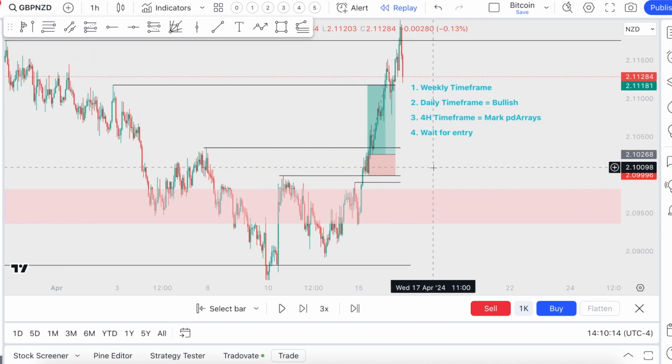Okay, so this model actually works really well for majors, for minors. It all comes down to understanding where price wants to go, and then going to a lower time frame and finding key levels. Then you just wait until one of those key levels is tapped during a kill zone. That's what makes it high probability.